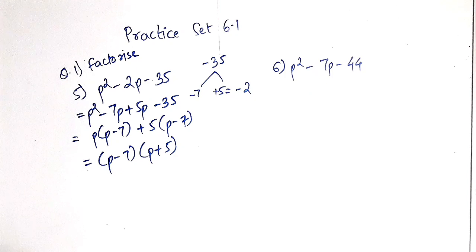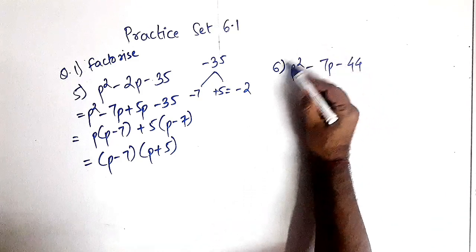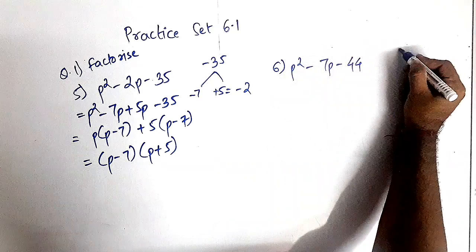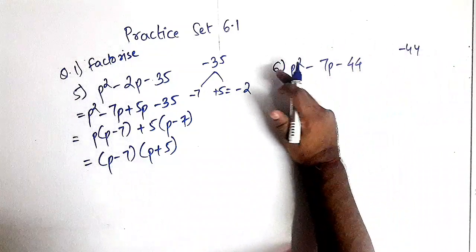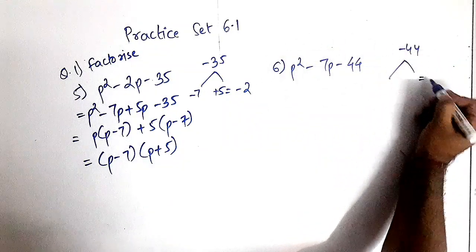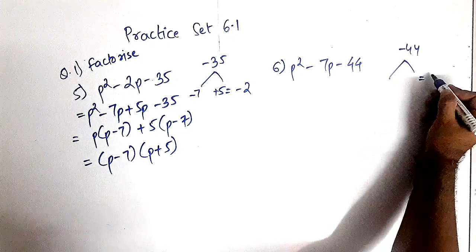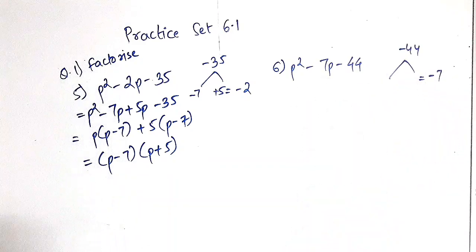Then we'll come here. The product is minus 44. You can see minus 44 ones are. I want the factors of 44 such that I'll get minus 7. So what are the factors of 44? 44 comes in which table? It comes in the table of 2.